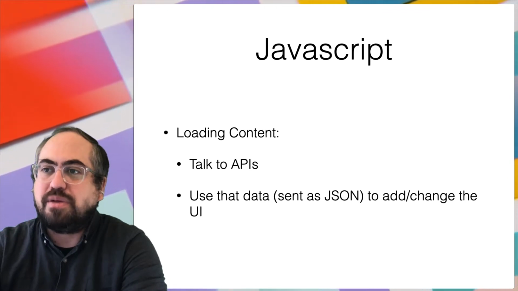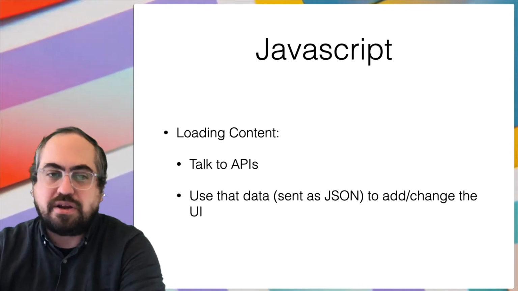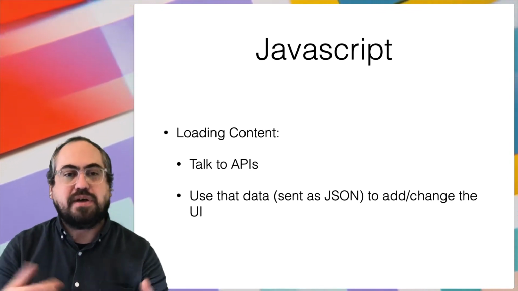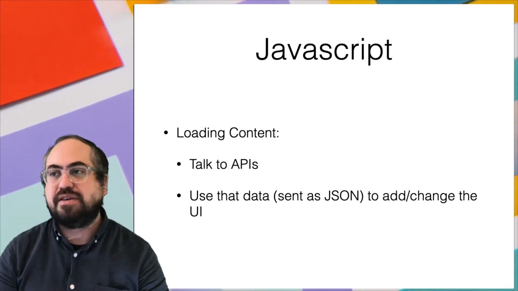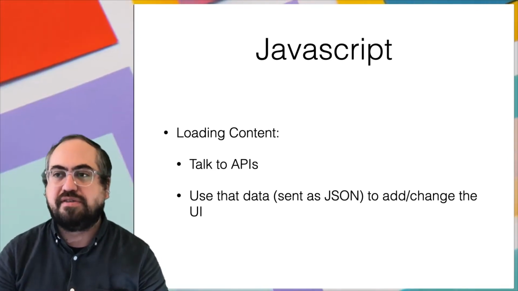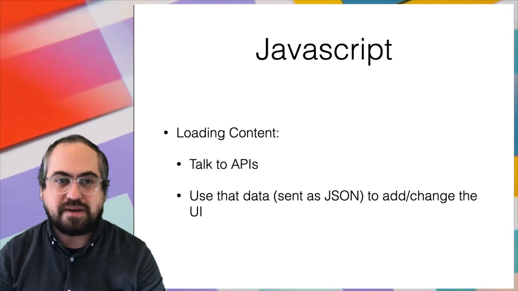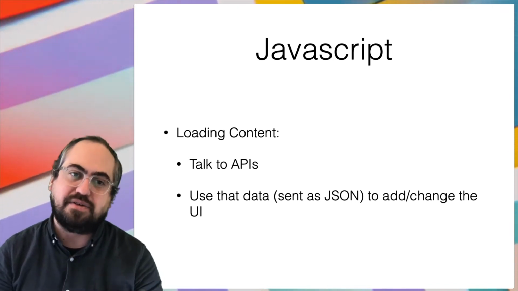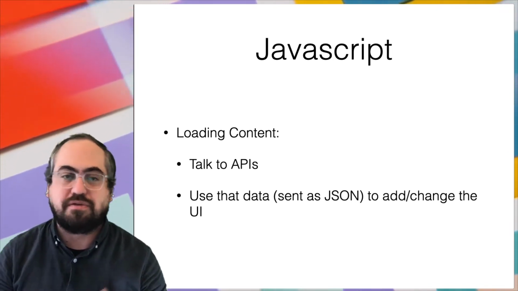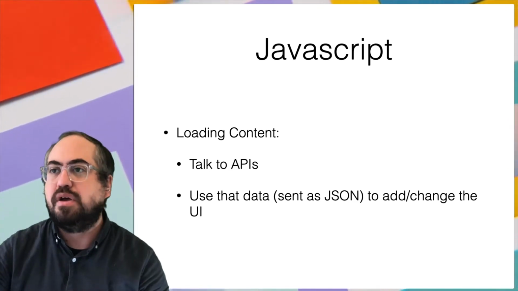So the way that we're going to be doing that is by interacting with the server and building new elements in our page, and that data is sent as JSON. JSON is just a data serialization format, and so a server sends that instead of an HTML page, and your JavaScript knows how to parse it.